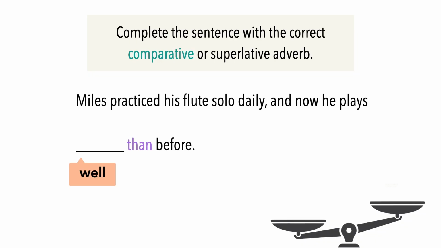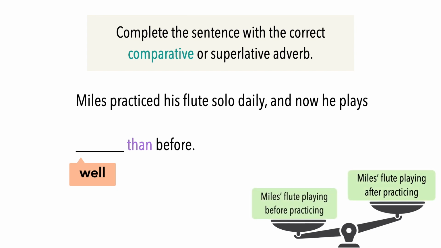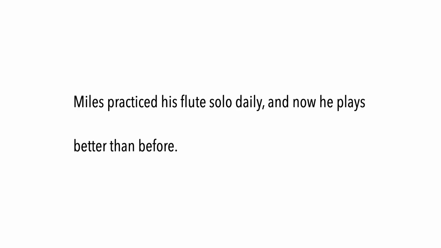It seems like this sentence is comparing two actions. How Miles plays now versus how he played before he started daily practice. Since we're comparing Miles' flute playing at two different times, before and after he started practicing, we need to use the comparative form of well, which is better. Miles practiced his flute solo daily, and now he plays better than before. Nice job. Let's try another sentence.